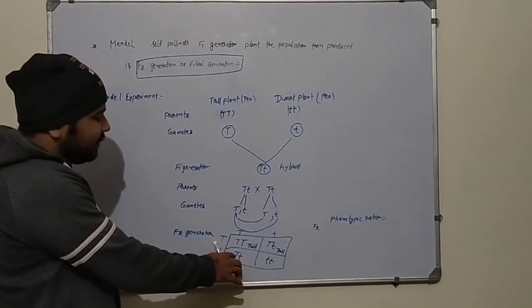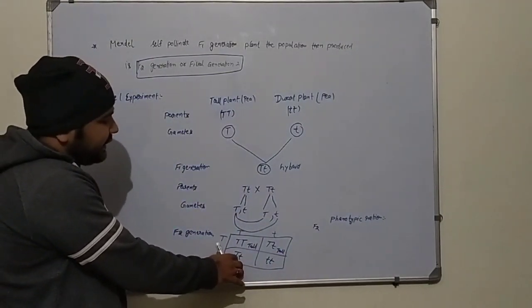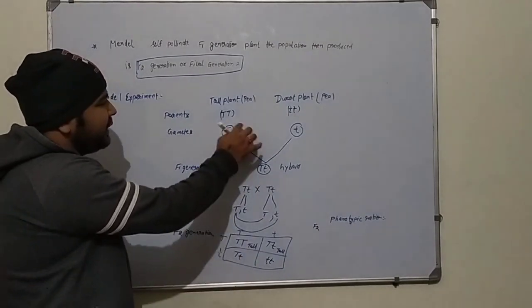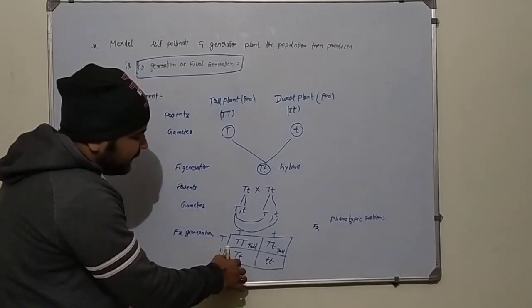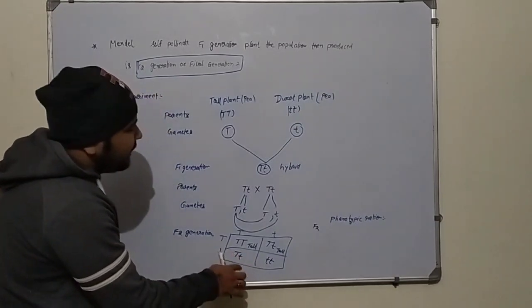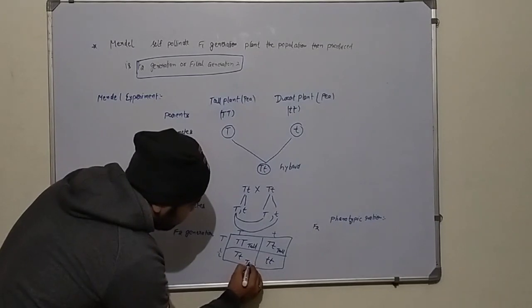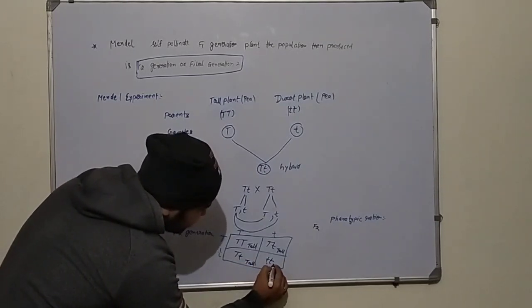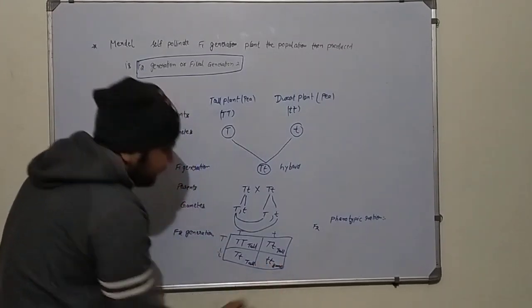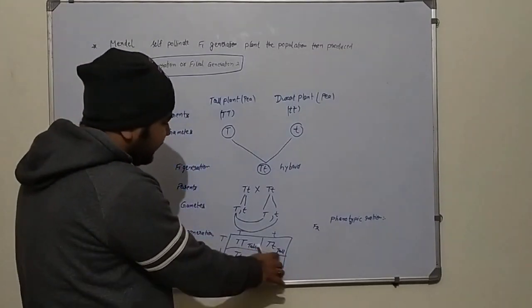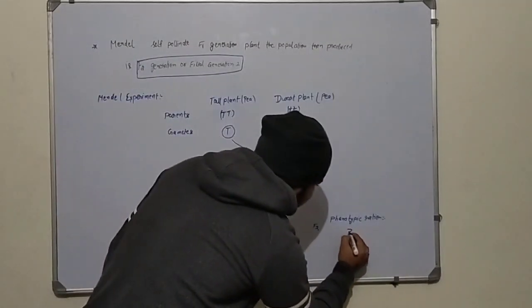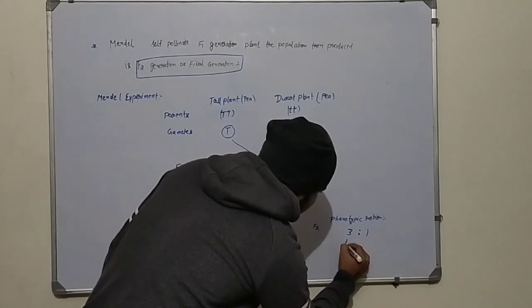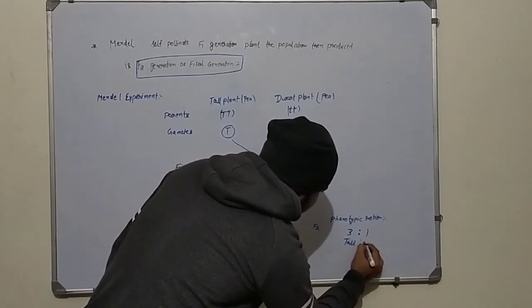Here this is also a hybrid which contains the characters of both parents, the tall parent and the small parent, that is dwarf. So T is dominating over t, so the plant produced is tall, and this one is small. So here three are tall and one is small. So the phenotypic ratio is 3:1, 3 tall and 1 small.